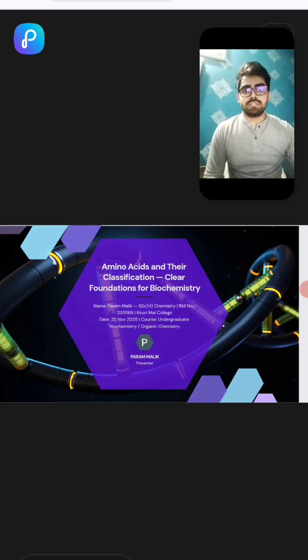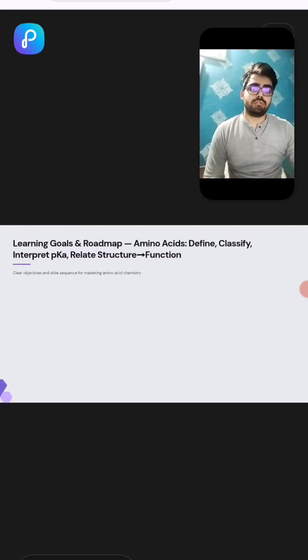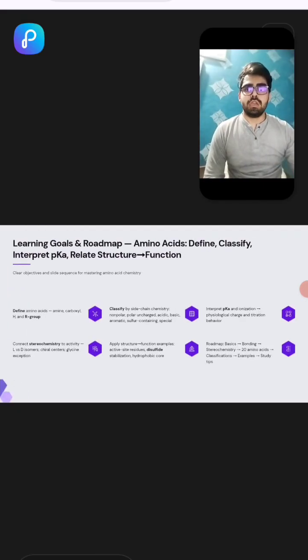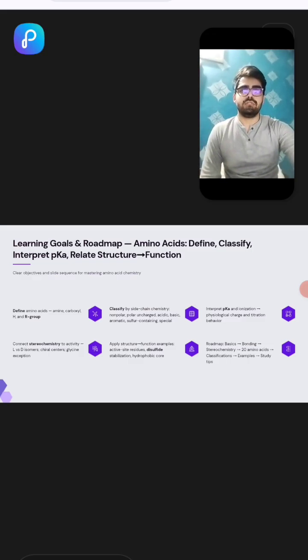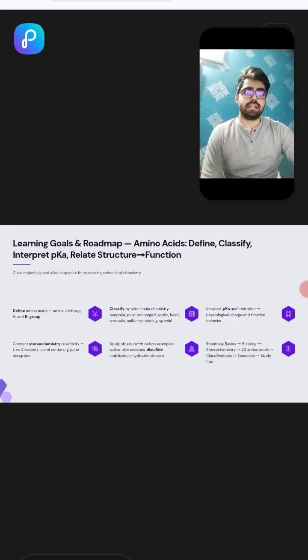Before we start the topic, we have to go through the roadmap of what to study in order to master it. First, you should have a basic understanding of the amino groups, the carboxylic groups, and the alkyl groups. You should be able to identify and classify by side chain. You should have basic knowledge of polarity, non-polarity, acidic, basic, aromatic, and special sulfur-containing bonds. You should be able to interpret pKa and ionization, physiological charge, and also disulfide stabilizations and all the other points mentioned in this topic, in order to have a mastery of it.